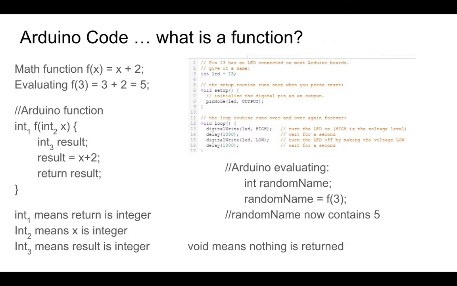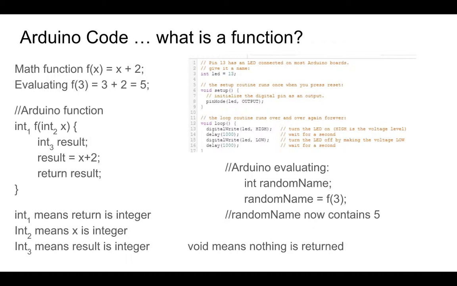In Arduino, we have a function called f. I'm describing this function as an integer. And then in the parentheses, I'm saying it's f of x, and x is an integer. And then on the other side of the equal sign, I'm going to say that's going to be a result, and that's an integer. The result is equal to x plus 2, so that's just like the math up there. And then I'm going to return the result.